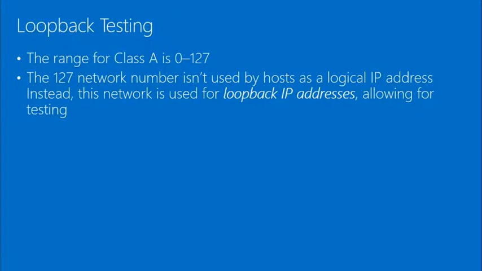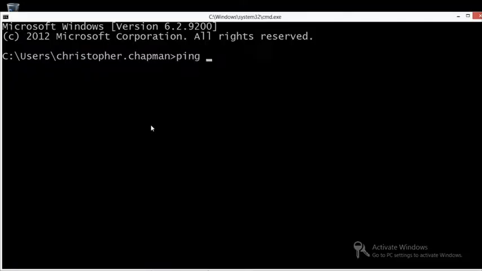Loopback testing. So as we've mentioned, not all of the addresses are valid within the range. The range for Class A is 0 to 127. 127, though, is used for what's referred to as a loopback address. And loopback testing allows you to basically ping your own machine. So if you want to gain access to your own machine, you would ping 127.0.0.1. If we want to see a little demo, Christopher has one for us, so why don't we go over to Christopher's machine here, and he can demonstrate.